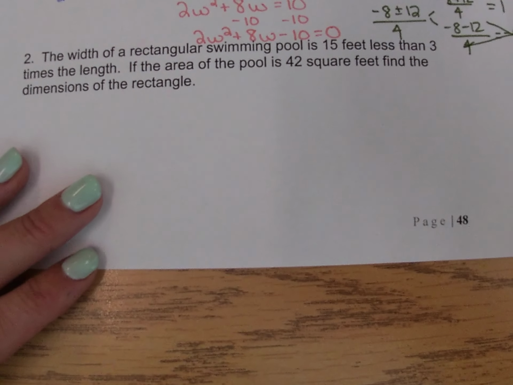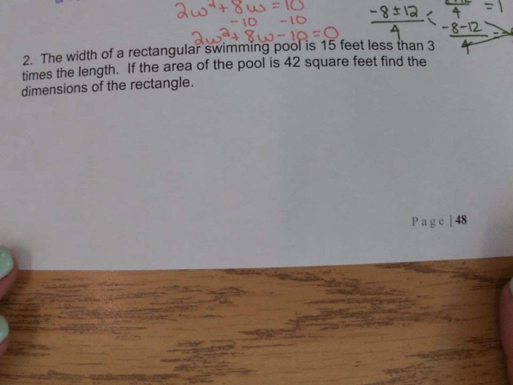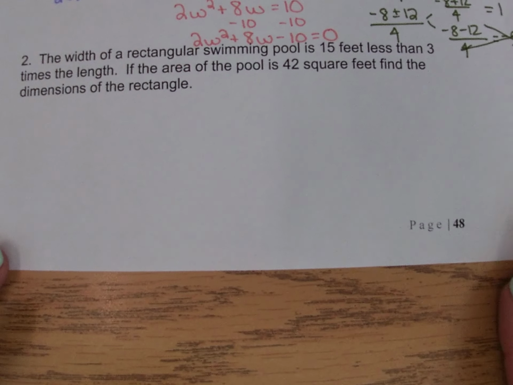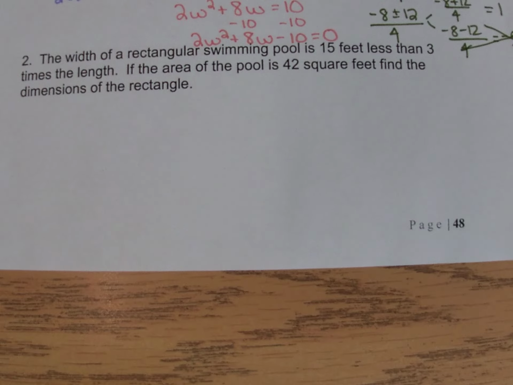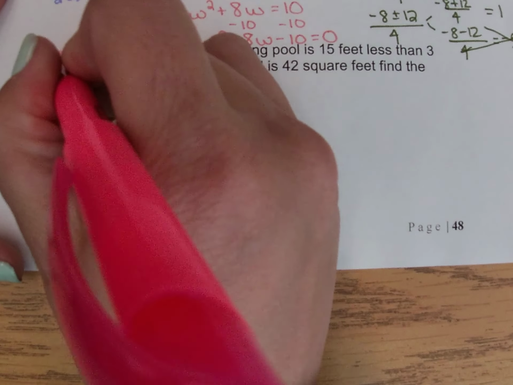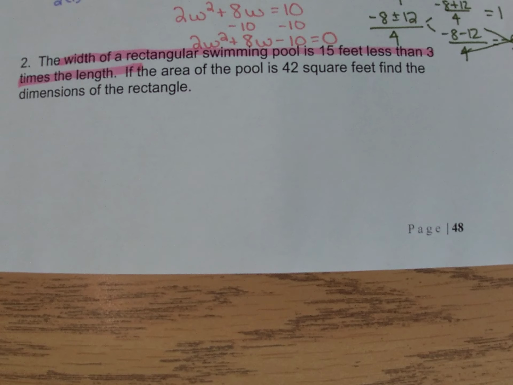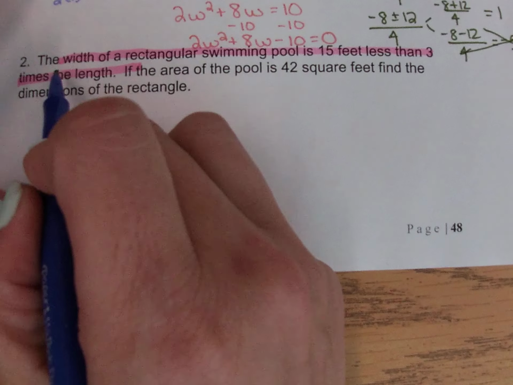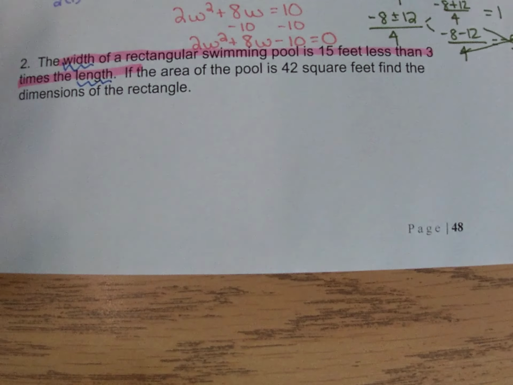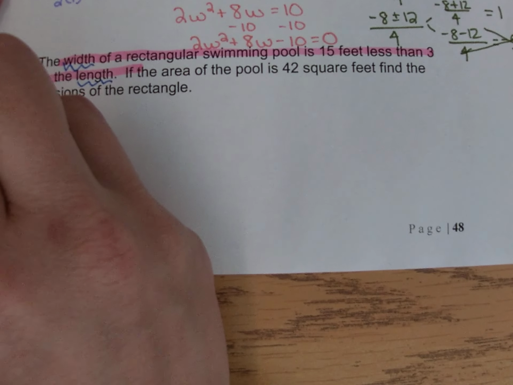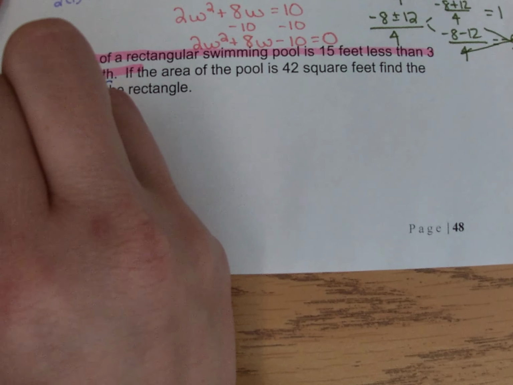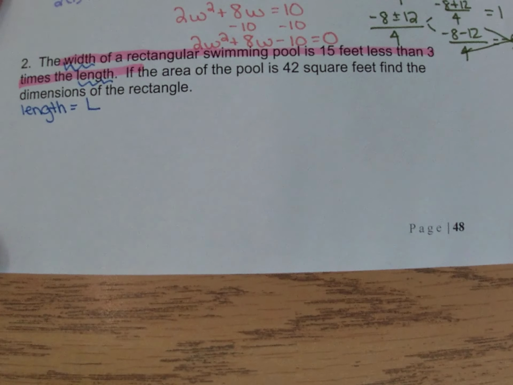Okay, so if we look at this next problem, the width of a rectangular swimming pool is 15 feet less than 3 times the length. So right there off the bat is our comparison phrase. Right, we're going to find that comparison phrase first. And we're looking to see where we read the word width and where we read the word length. So I'm reading length second, so that's what I'm going to define first. So I'm going to let my length equal L.